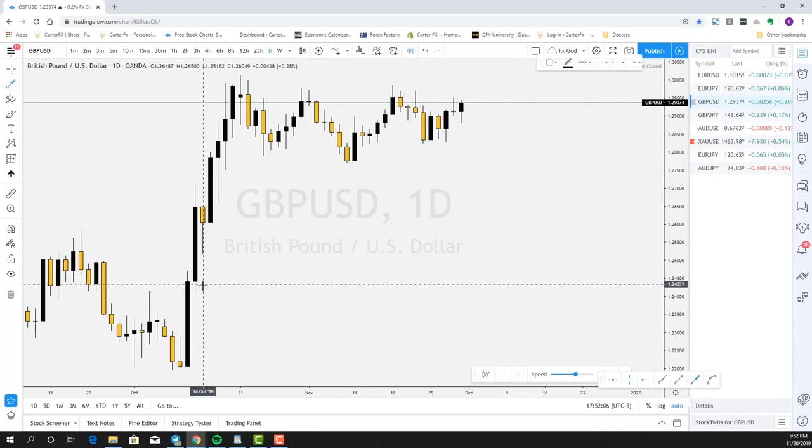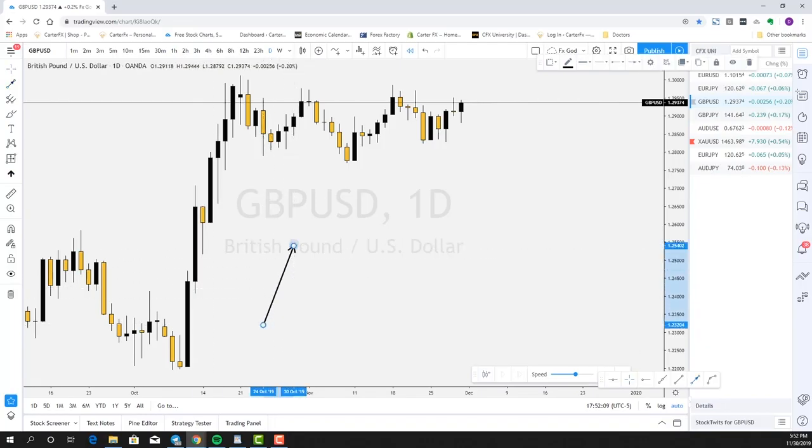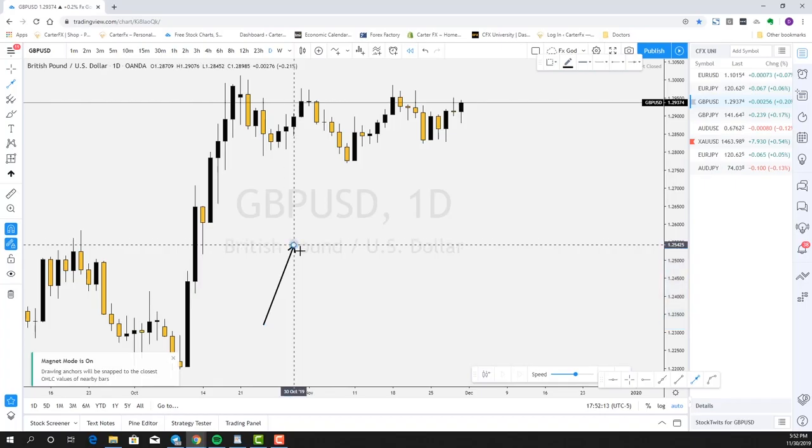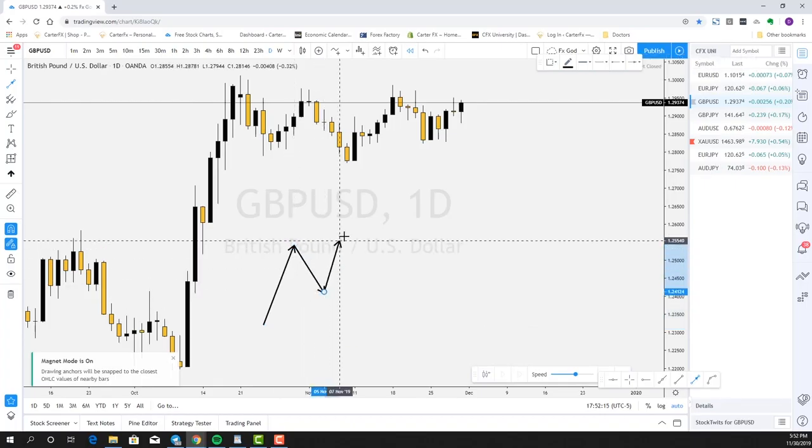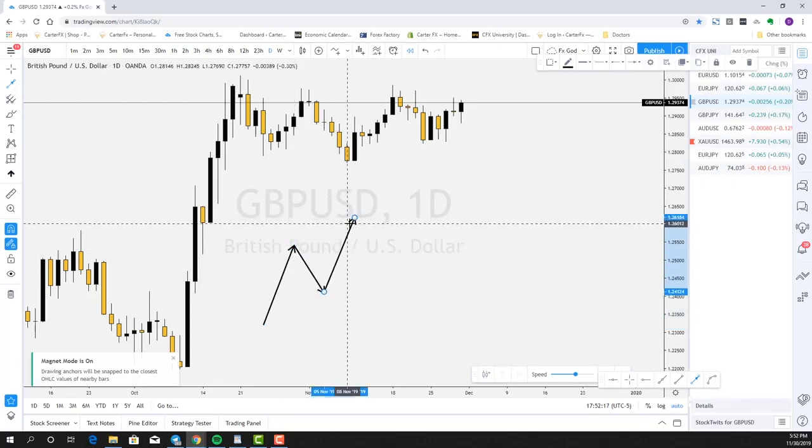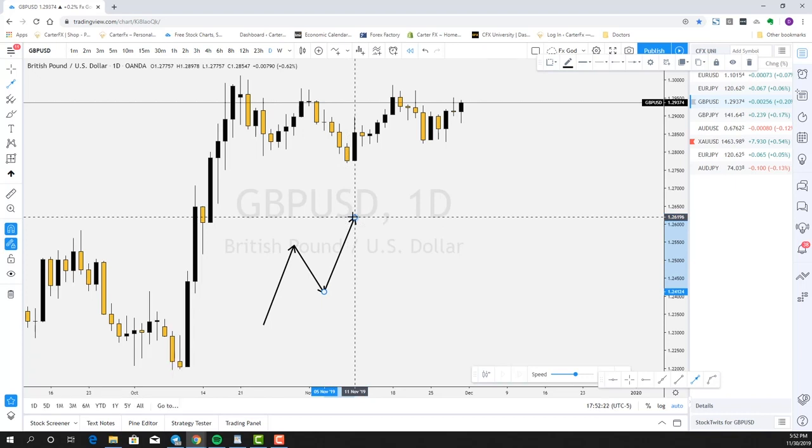All right, so once again, just to recap, let's go ahead and put our magnetic tools on. Once price is giving me a high followed by a new high, only one of three things can occur. I can either get a pullback that leads into a higher high.